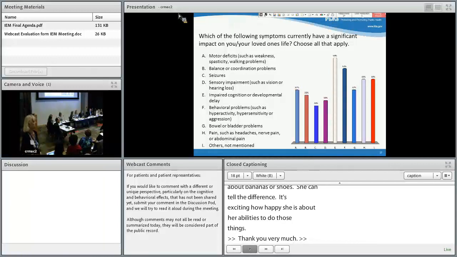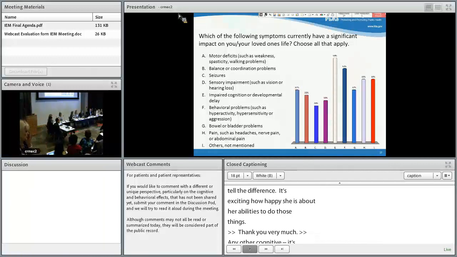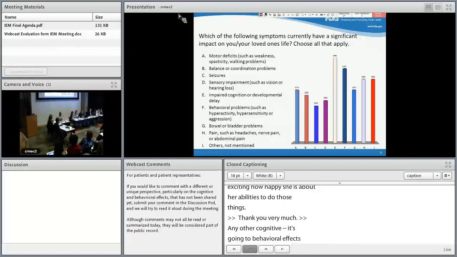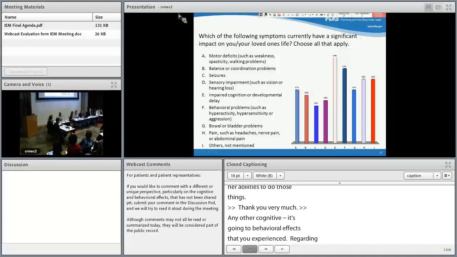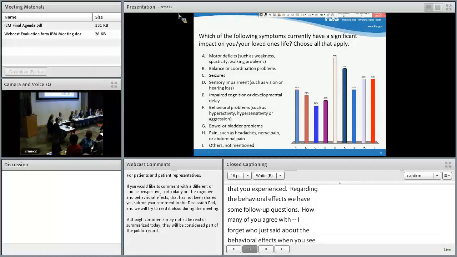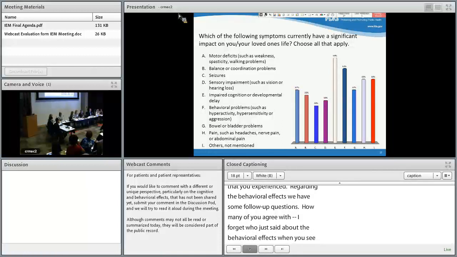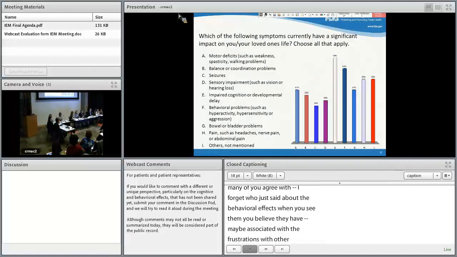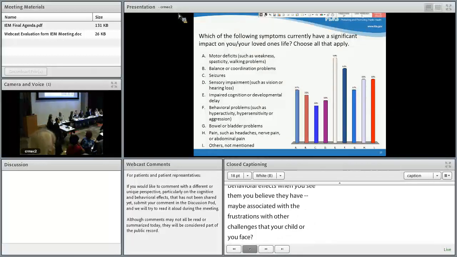Any other cognitive effects, or let's go on to the behavioral effects that you experience. Regarding the behavioral effects, let me ask a follow-up question so we can tease this out. How many of you agree with, I forget who just said it, about the behavioral effects? When you see them, you believe they may be associated with the frustrations with other challenges that your child or you face. Okay. Does anyone want to talk?